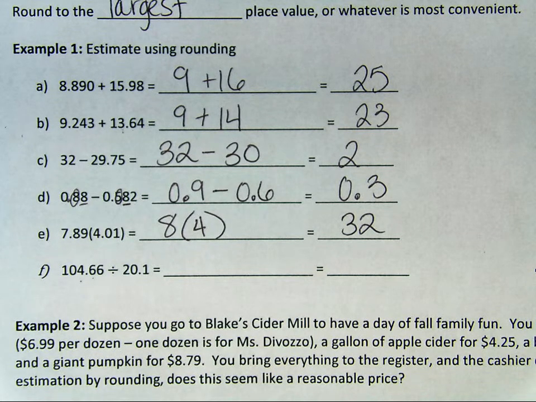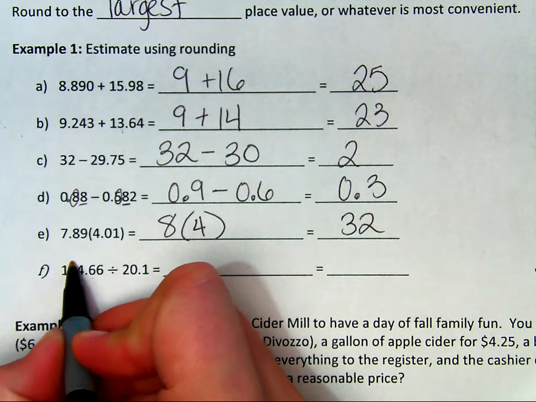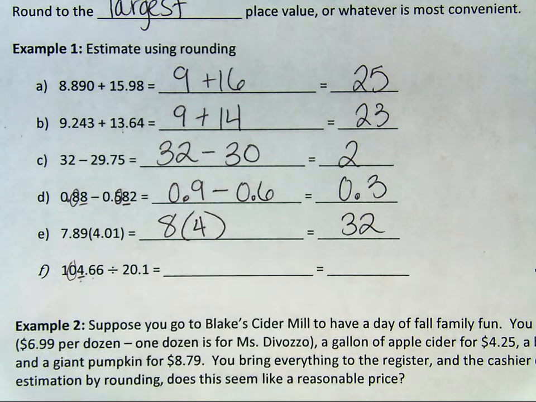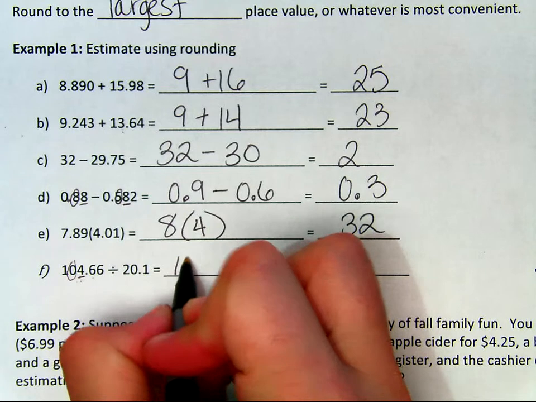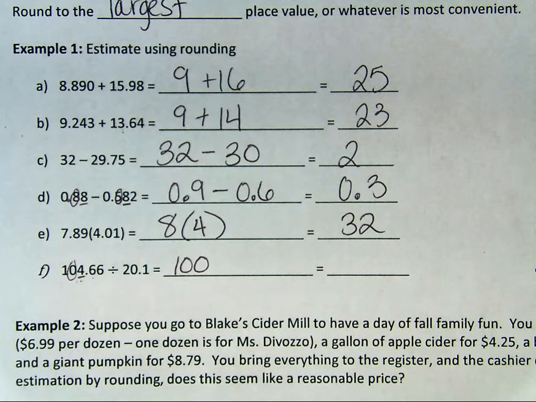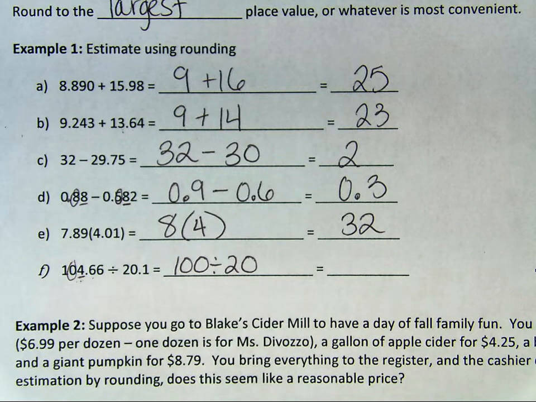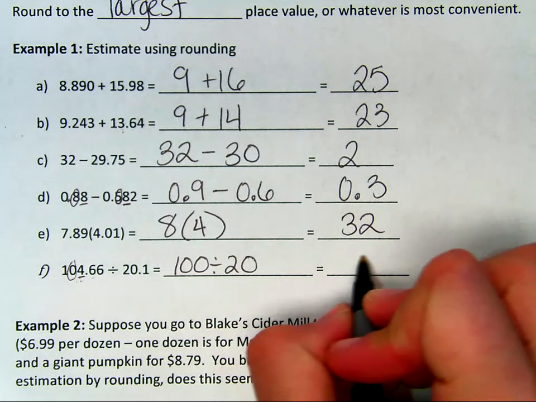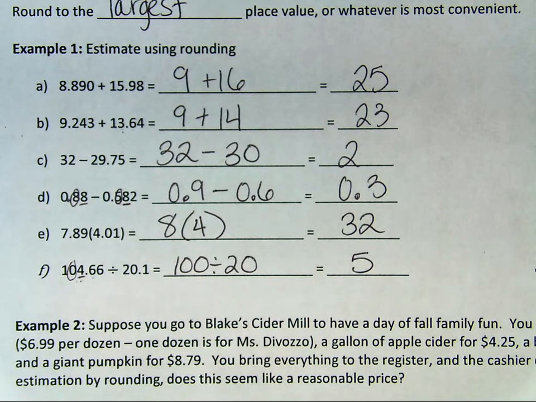Maybe I want to round to the nearest tens place for this 104.66. If I circle my tens place and look at the digit to the right, I've got a 0. The 4 tells me to round down, which means leave this alone. So this is pretty close to 100 if I round it to the nearest tens place. 20.1 rounded to the nearest tens place is 20. And that I can do in my head a lot easier than 105 divided by 20. So 100 divided by 20 is 5, because 20 goes into 100 5 times.